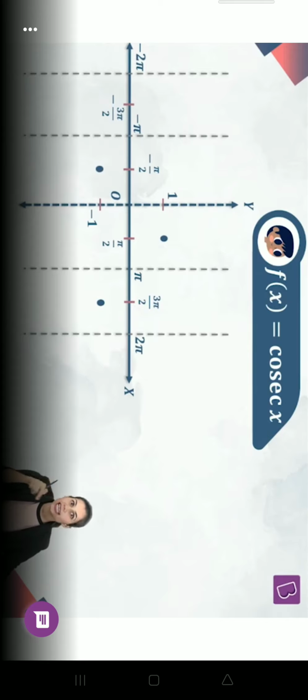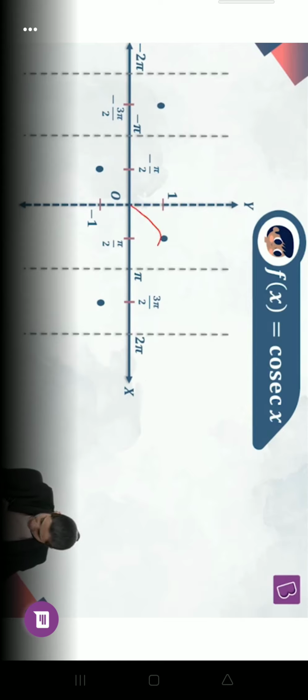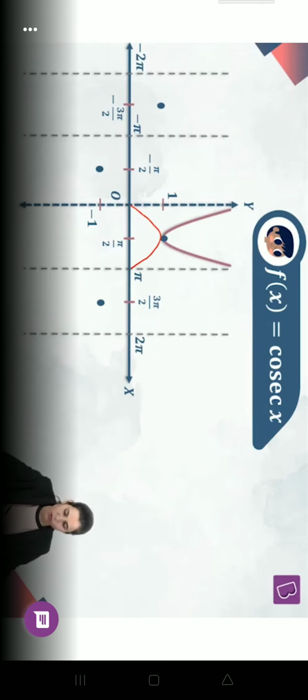That means range of this function is all real numbers greater than equal to 1, union all real numbers less than equal to minus 1. This is the range of the cosec function. Cosec of an angle is always greater than equal to 1 or less than equal to minus 1, but it is never ever strictly between minus 1 and 1.